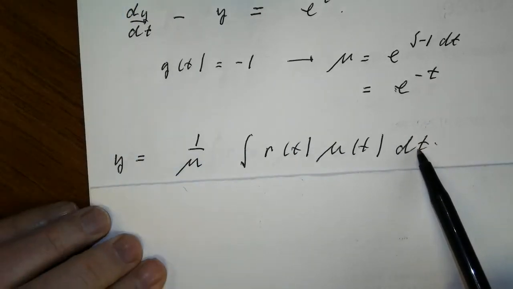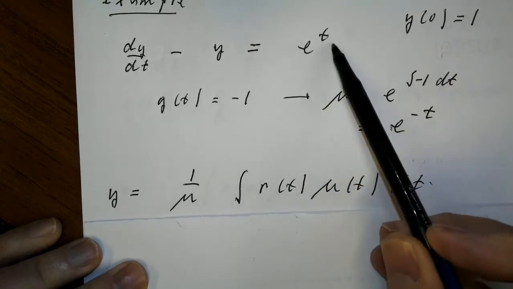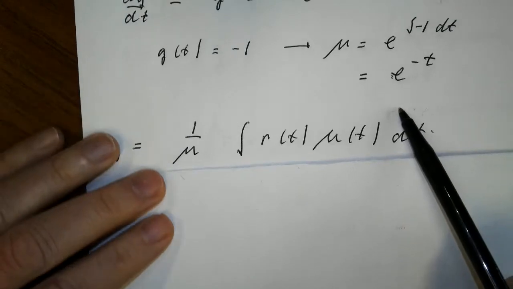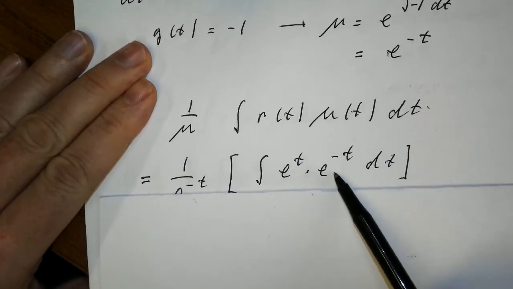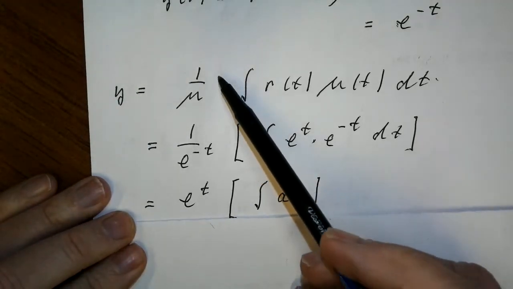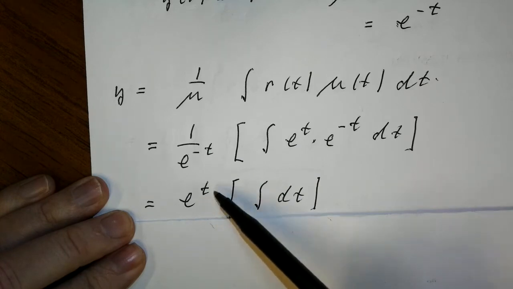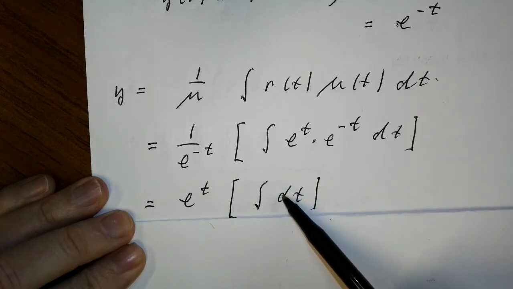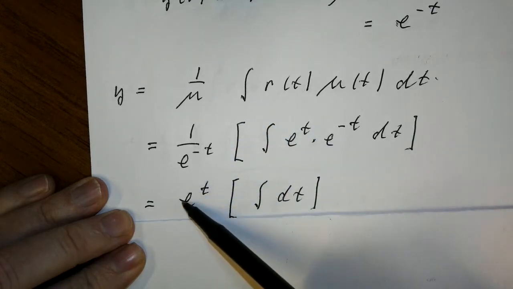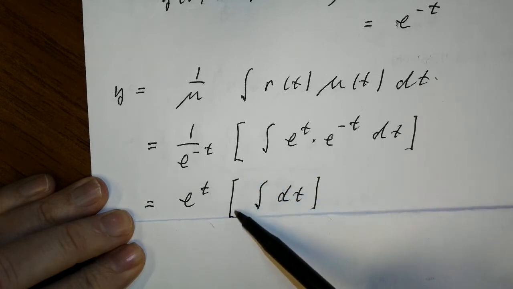Our solution then is 1 over mu, and then we take r(t), which is e^t, and multiply it by mu(t), which is e^(-t). Well, if you take e^t and multiply it times e^(-t), you get just 1. Here's 1 over mu, 1 over e^(-t), which is just e^t, times the integral of dt. Now, here's where you need to be a little bit careful, because you're going to multiply this e^t by everything that's inside, which is why I use brackets.